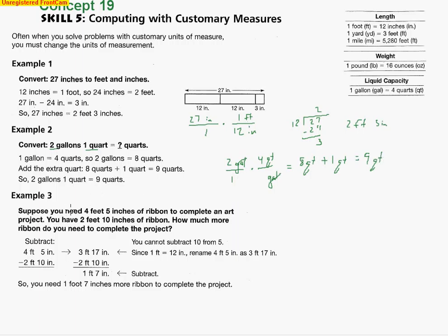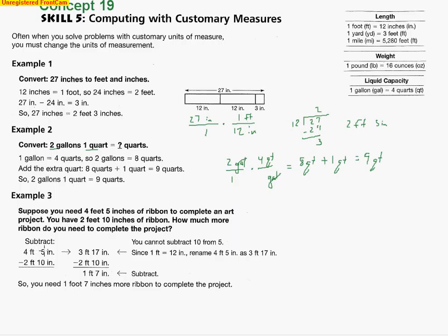Suppose you need 4 feet 5 inches of ribbon to complete an art project, and you have 2 feet 10 inches of ribbon. How much more ribbon do you need to complete the project? What we're doing is subtracting. Notice that when we subtract, we can't subtract the 10 inches from 5 inches because we end up having a negative number, and we don't want to do that. The bigger number always has to go on top when we're subtracting, otherwise we can't do the subtraction correctly.